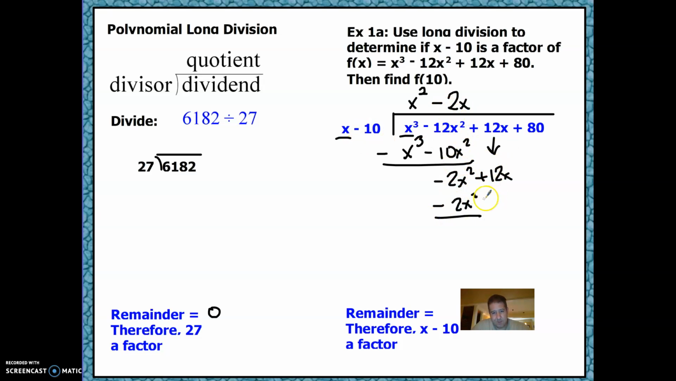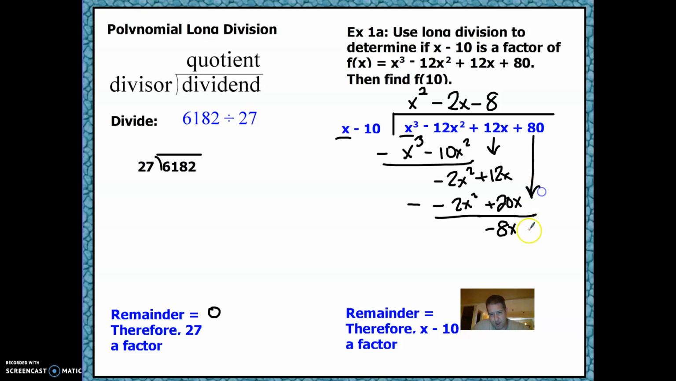And negative 10 times negative 2x is positive 20x. Subtract these terms. Well, anything minus itself makes nothing. That was the whole point. 12 minus 20 is negative 8x. All right, last one. What would I have to multiply x by to make it negative 8x? And that would be negative 8.